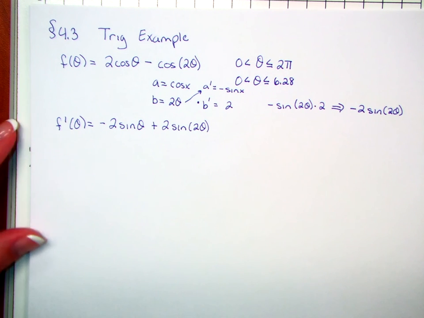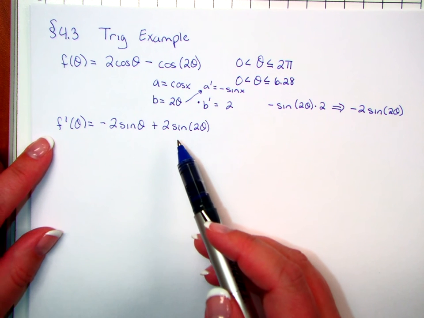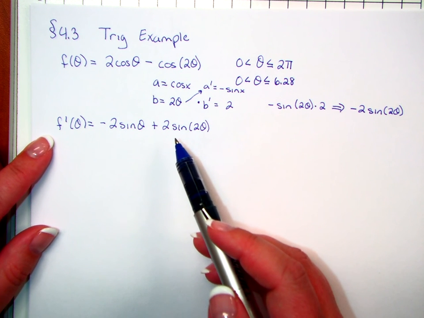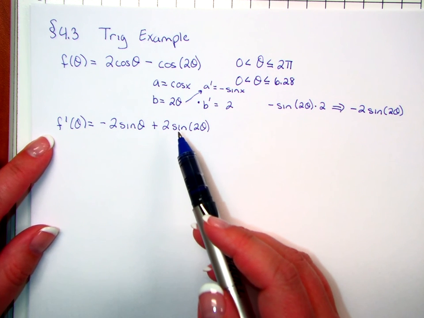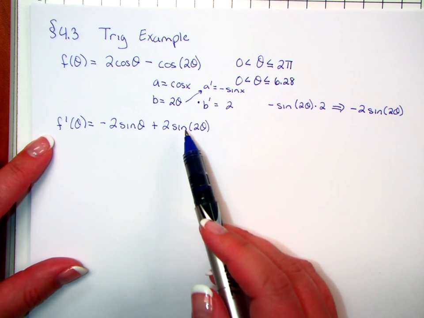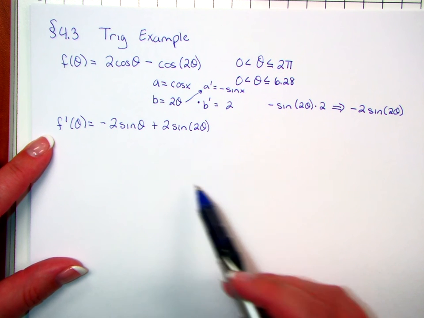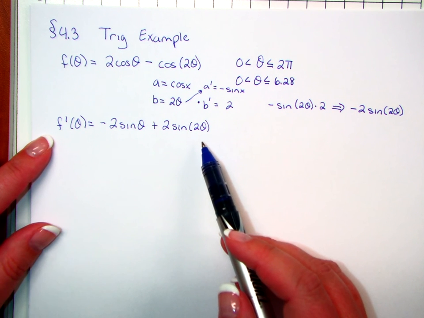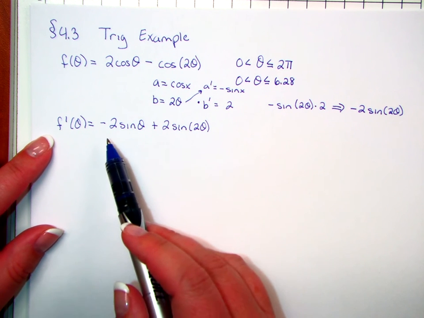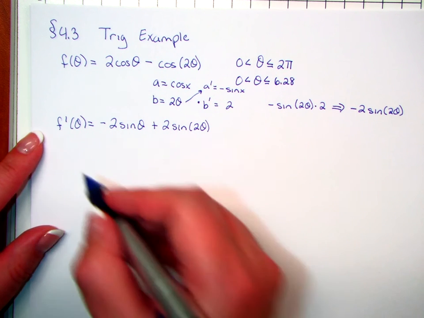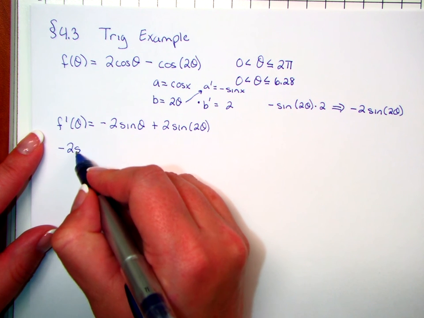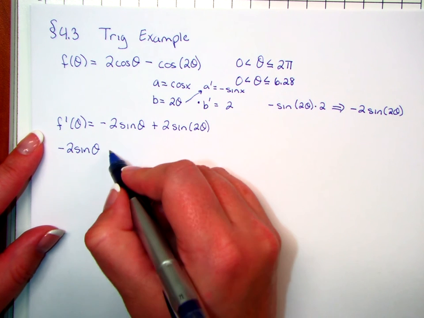Here's the derivative. Now, there are critical numbers where the derivative equals 0, and there are critical numbers where the derivative does not exist. But sinusoidal functions exist everywhere. So we don't have to worry about where the derivative does not exist. We just have to worry about where the derivative equals 0. So I'm going to set this equation equal to 0.